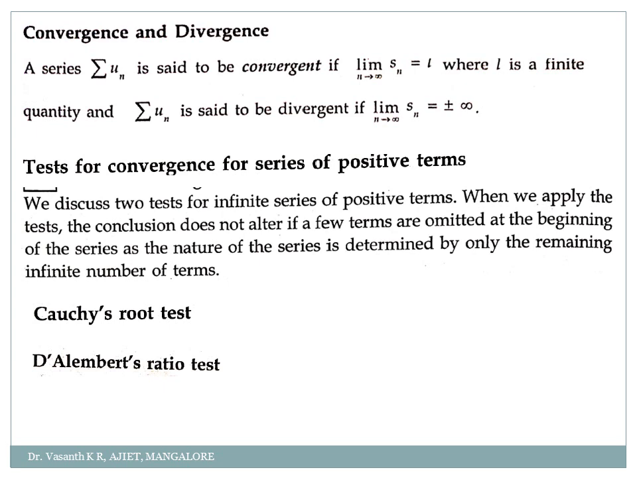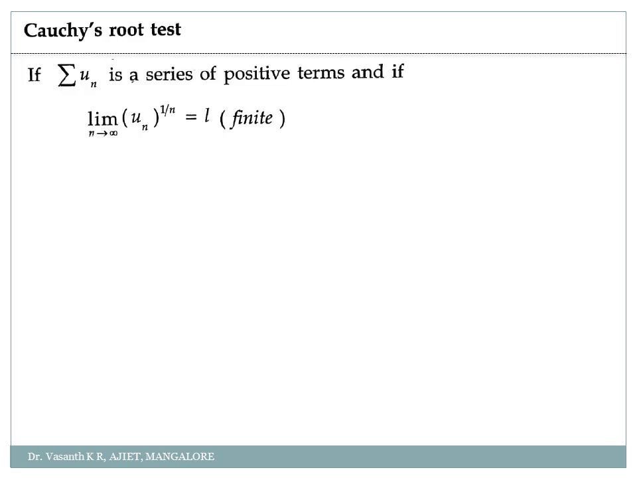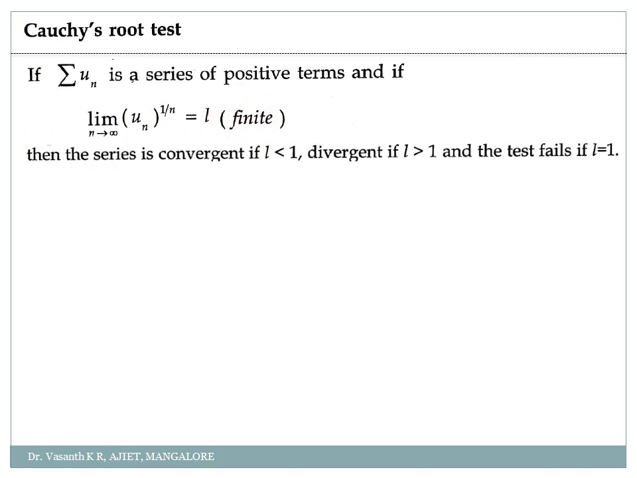Once I start explaining the problems, you will get an idea which method will be suitable for the problem. First I'll go with the Cauchy's root test. So what we have to do here is, if summation un is a series of positive terms, and if limit of n tending to infinity un to the power 1 by n is equal to L, meaning we get a finite value as I defined, then the series is said to be convergent if that value of L is strictly less than 1. This point is very important. And it is divergent if the value of L is greater than 1. And if it is equal to 1, then we can say that the test fails.